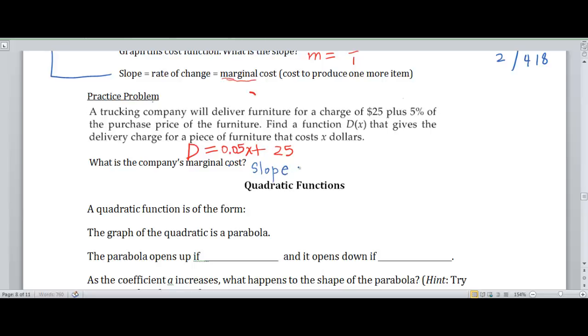Okay, so marginal cost is the slope, which is 5% of the purchase price. Okay, and that's not the marginal cost really. That's like the marginal fee, I guess you can say, the marginal profit. Okay. All right, let's go down and let's look at quadratic functions.